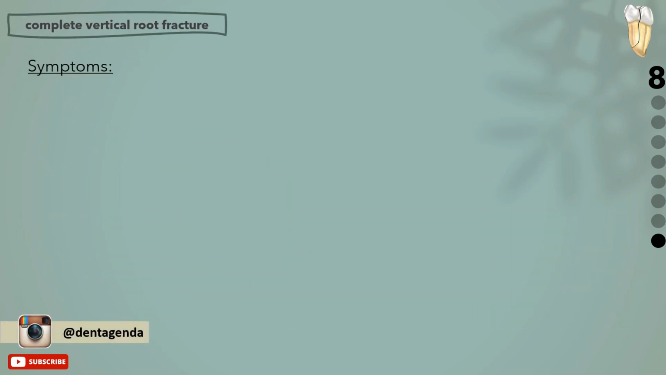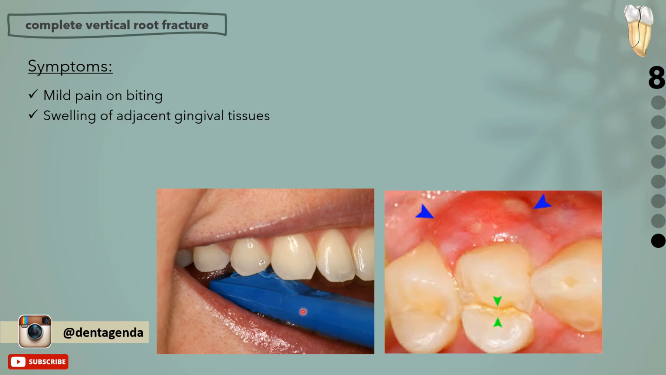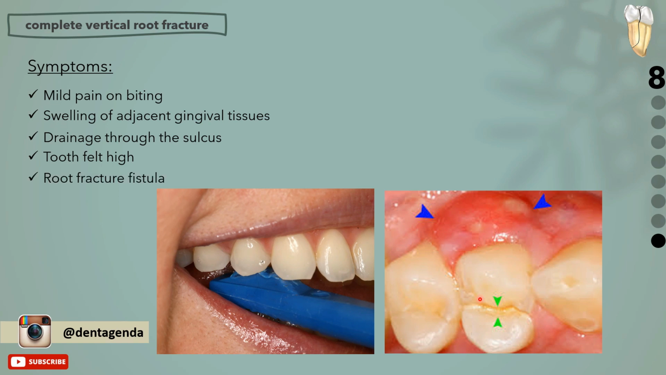Clinical signs that are associated with vertical root fracture are mild pain on biting on a tooth sleuth, swelling in the gingival tissue associated with the affected tooth. As you can see here, there is a fracture line that extends down the root. Drainage through the sulcus. The tooth might feel high to the patient, and the formation of a root fracture fistula. To differentiate between different types of fistula, check DENTAGENDA on Instagram.